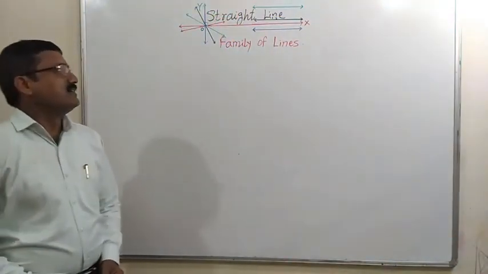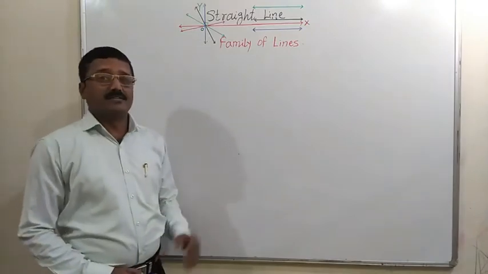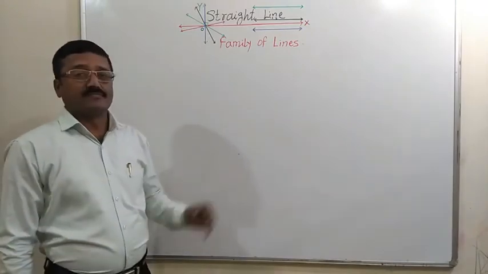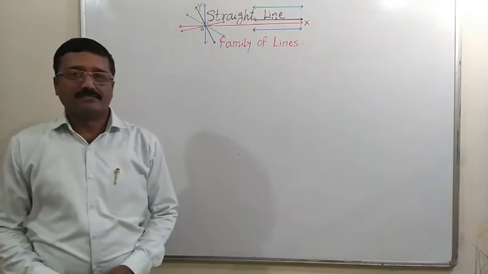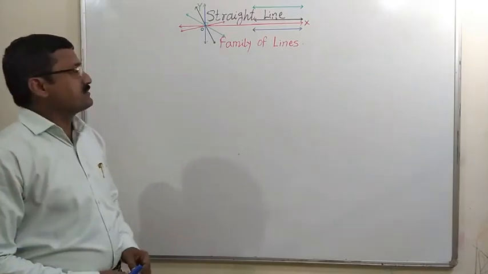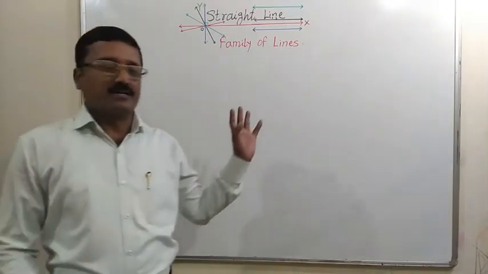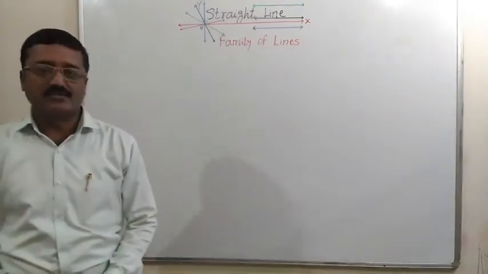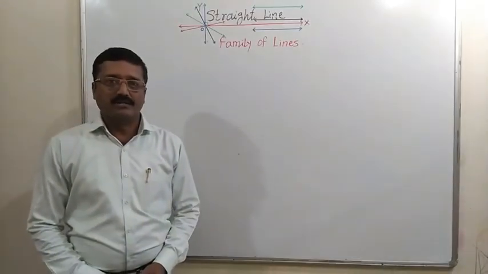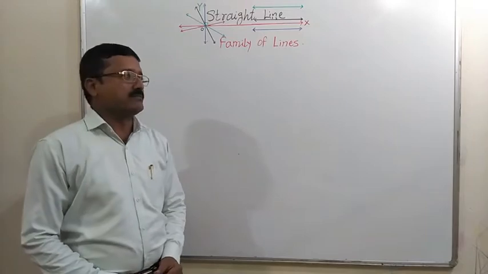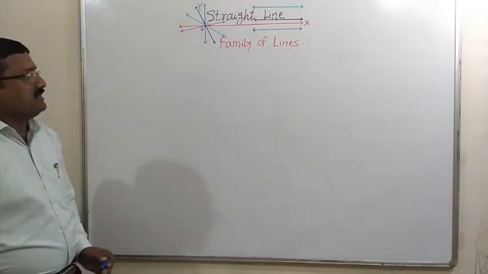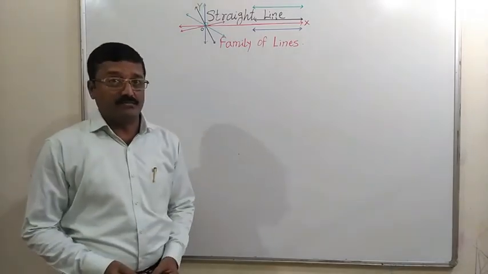This is the last article of our favorite topic, straight line, and that is family of lines. We have learned a lot of concepts of straight line, but at last this family of lines is also a very important article in coordinate geometry. Let us see the common definition of family of lines.